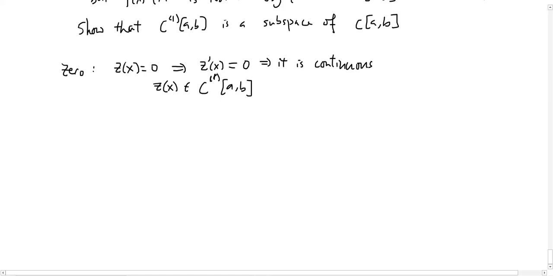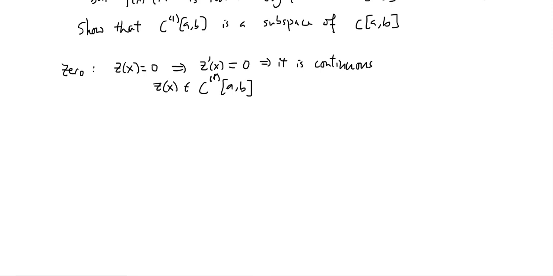Okay? So the fact that I'm looking at only continuous functions that have a continuous first derivative doesn't exclude 0 from the list, because 0 automatically has all its derivatives equal to 0, and that means they're all continuous, and the function 0 itself is continuous. So now how do I show addition closure and scalar closure?